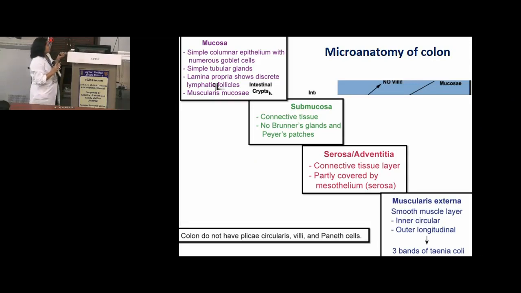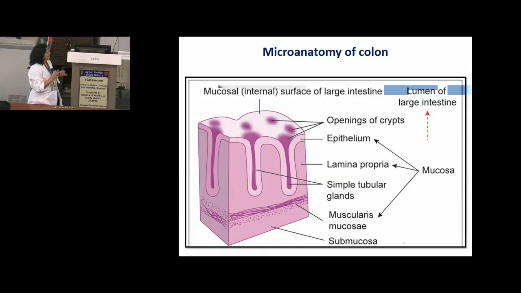And serosa will have a connective tissue layer present. So colon does not have plica circularis. So grossly you will not be able to see those folds. Microanatomically you will not be able to see villi at this magnification, and at higher magnification you won't be able to see the Paneth cells as well. Okay. So for now for you, only villi are absent, right? So this is what in general you will be seeing, right?